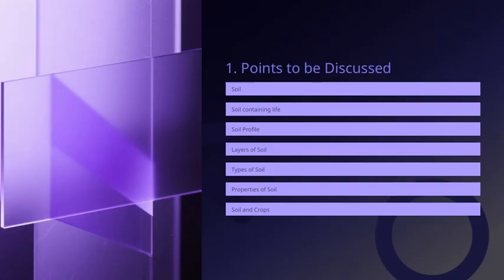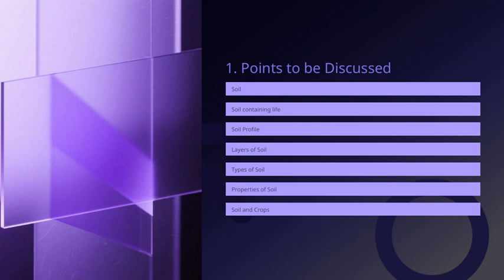Today, we're going to explore some key points about soil, which is fundamental to understanding agriculture and crop production. First, we'll look at what soil is and the fact that it contains living organisms that play a crucial role in soil health and fertility. Next, we'll discuss the soil profile, which refers to the different layers that make up soil, each with its own characteristics. Understanding these layers helps us grasp how soil supports plant growth.